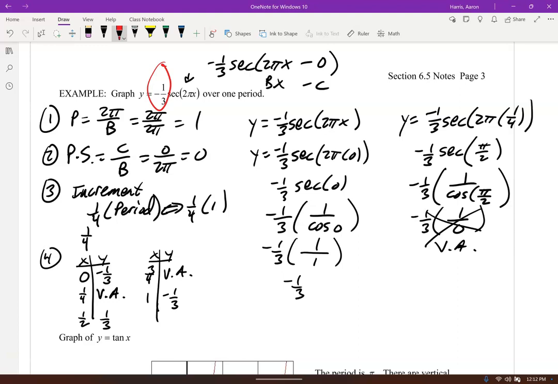And it's vertically compressed. And then my period, instead of being the 2 pi, my period is 1. So there's a horizontal compression because 2 pi is bigger than 1. So let's go ahead and graph all this.